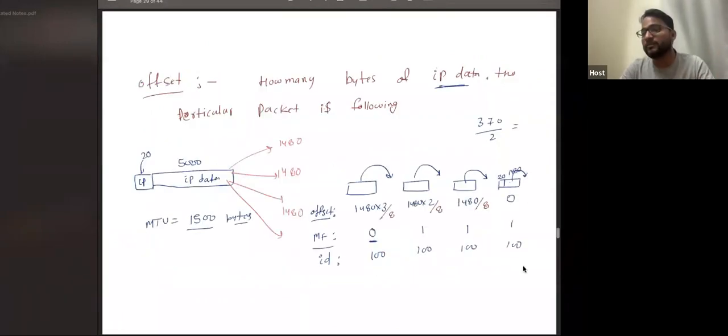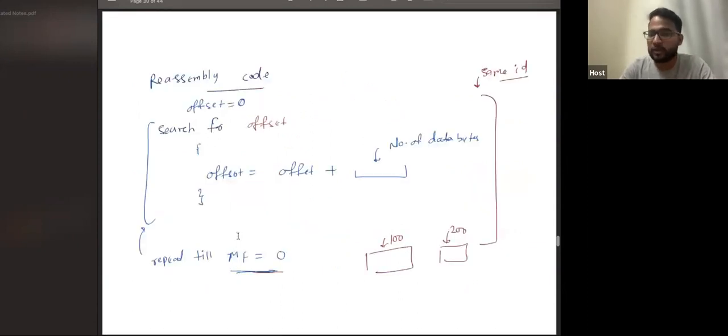First we will search for offset 0. Then we will search for a packet which is having offset 1480 divided by 8. Then we will search for the packet that is having offset 1480 into 2 divided by 8. And then we will keep on searching. At what point will we stop? We will stop when the MF is 0, right? Repeat it till MF is 0. This is the reassembly code that we have at the destination side.